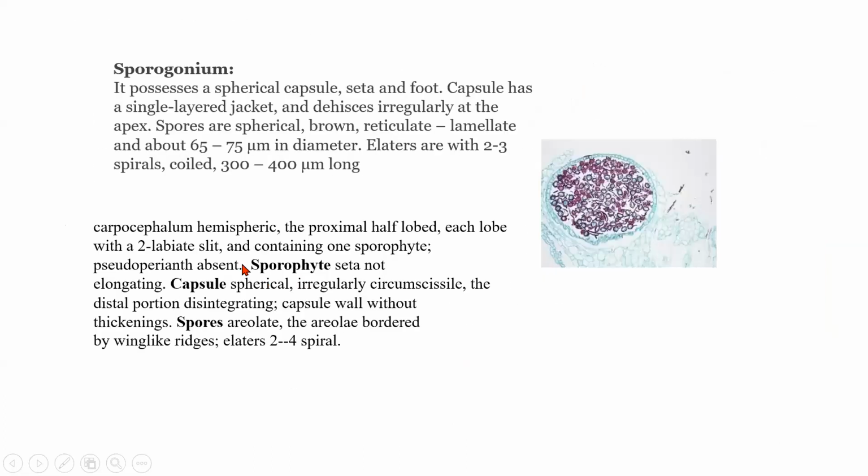Sporophyte seta is not elongating. I told you that in Reboulia you have a very short seta, and the capsule is spherical, irregularly circumscissile, and the distal portion is disintegrating. The capsule wall does not have any thickenings. The spores are spherical in structure, and you have 2 to 4 elaters.